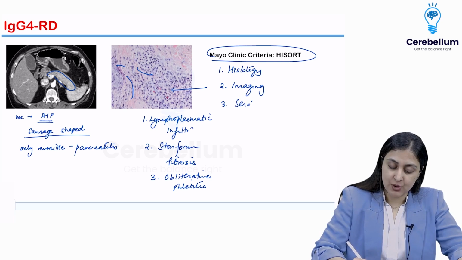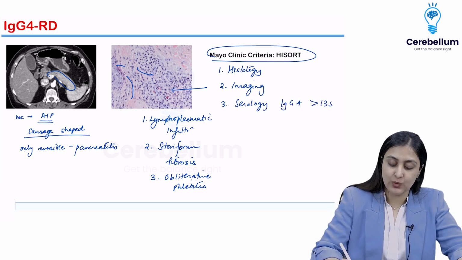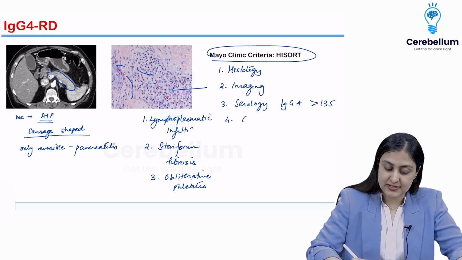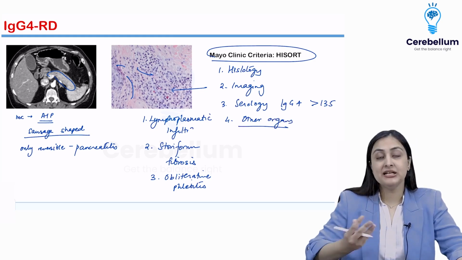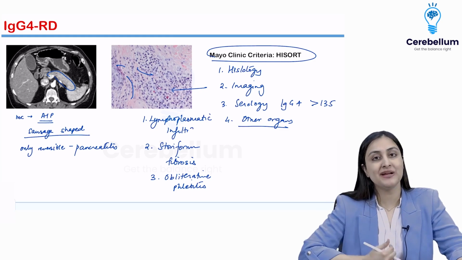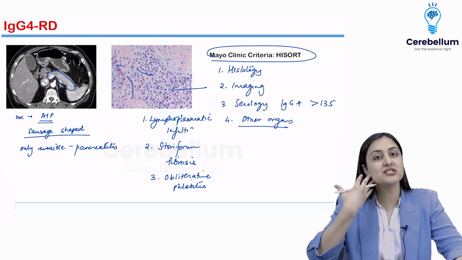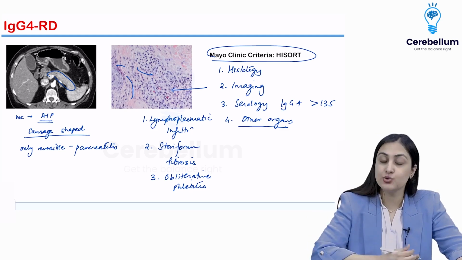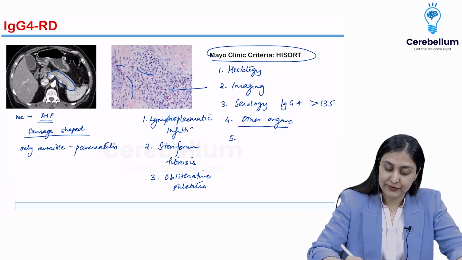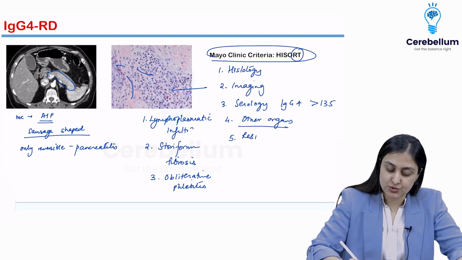Third is serology. So we can measure the levels of IgG4. They would be more than 135. Fourth is other organ involvement. So other organs would be biliary strictures, there could be retroperitoneal fibrosis, thyroid, salivary glands or orbital pseudotumors could be there. And fifth most important is response to steroids.